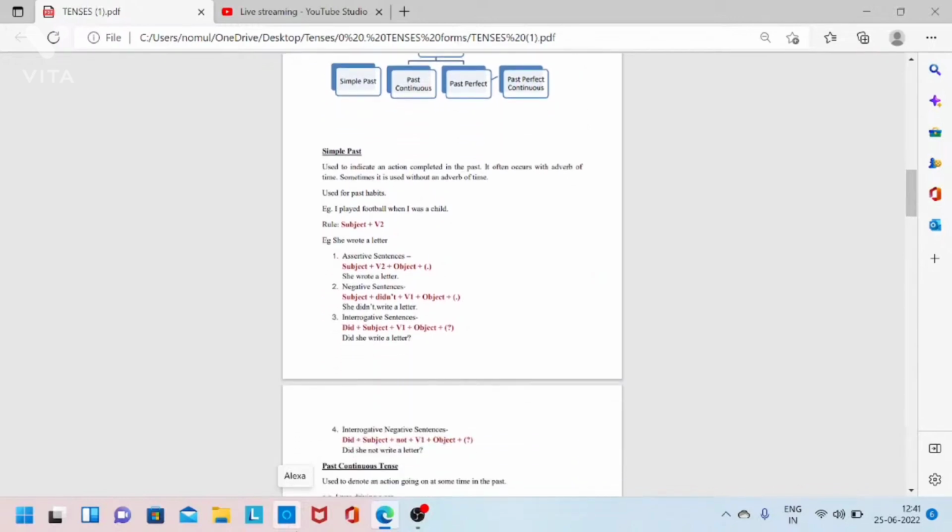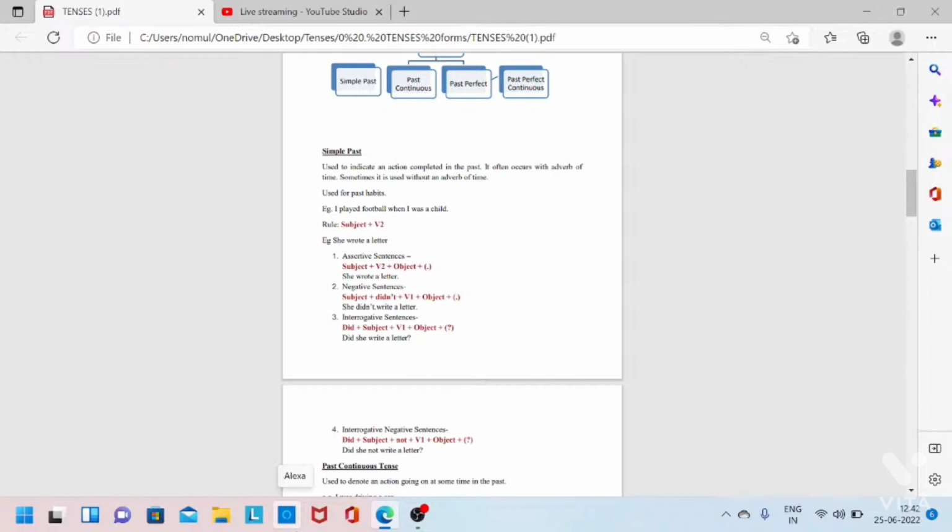So simple past is used to indicate an action completed in the past. It often occurs with a verb or adverb of time. Sometimes it is used without an adverb of time, okay. It is also used for past habits. I played football when I was a child. So the formation is subject plus v2. She wrote a letter. For assertive sentences, subject plus v2 plus object, okay. She wrote a letter.